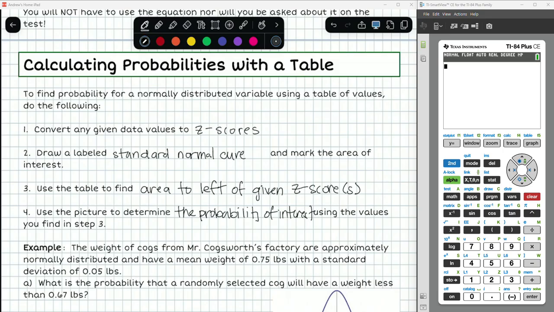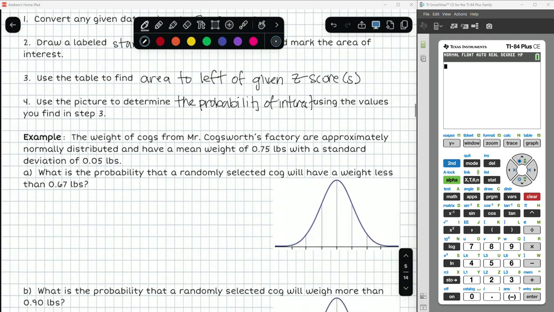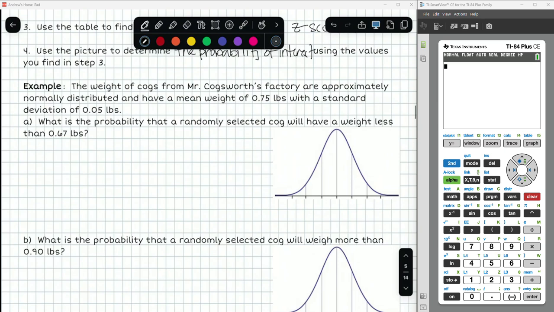We're going to do some together, both so you can see what the table looks like and get some practice with finding areas to the left versus finding the area of interest. So for our example, we're looking at the weight of cogs for Mr. Cogsworth's factory, and they are approximately normally distributed, have a mean weight of 0.75 pounds, and a standard deviation of 0.05 pounds. So I know that X follows a normal distribution with a mean of 0.75 and a standard deviation of 0.05.